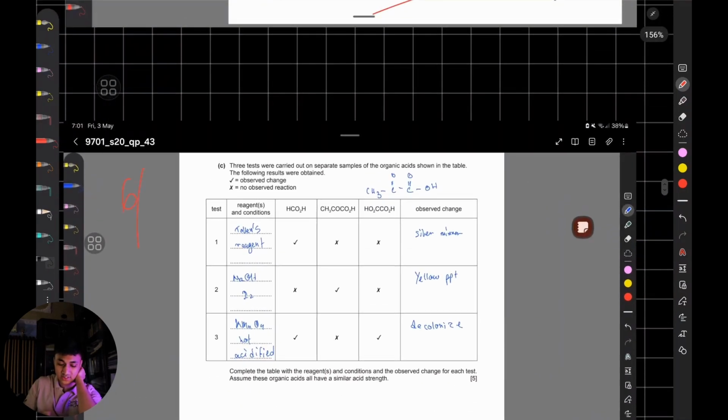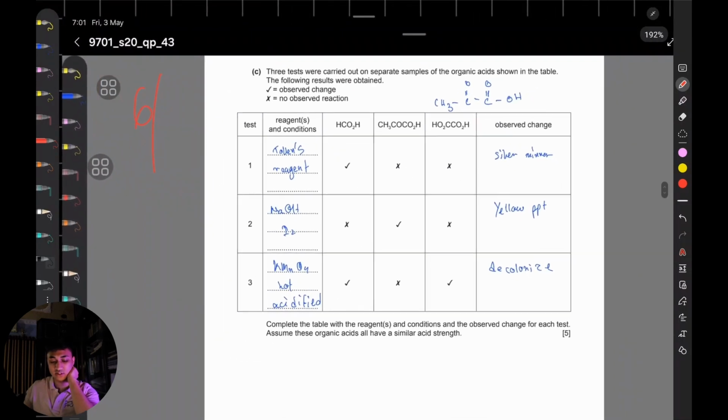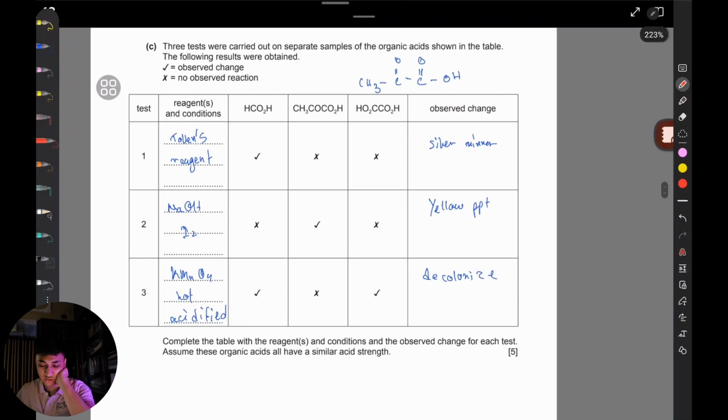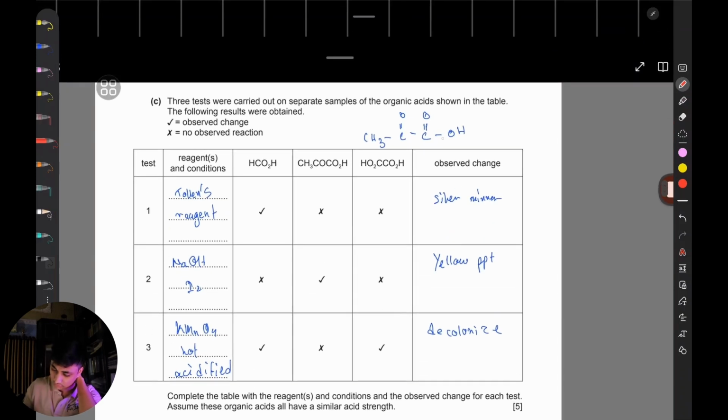Okay, question 6. This is from 9701 summer 20 paper 43. This is asking you: 3 tests were carried out on separate samples of organic acids shown in the table. The following results were obtained. So they're reacting methanoic acid, ethane dioic acid. Oh no, what is this? Wait, so let me draw this.